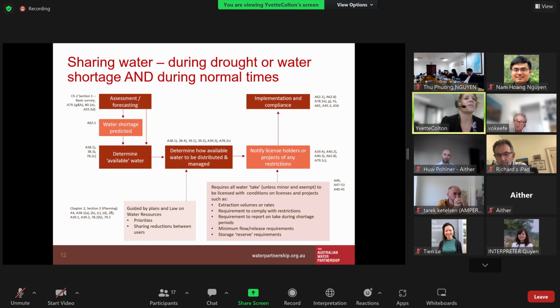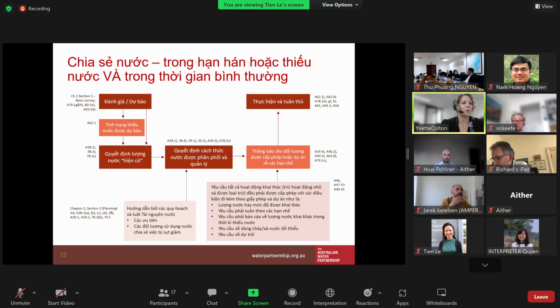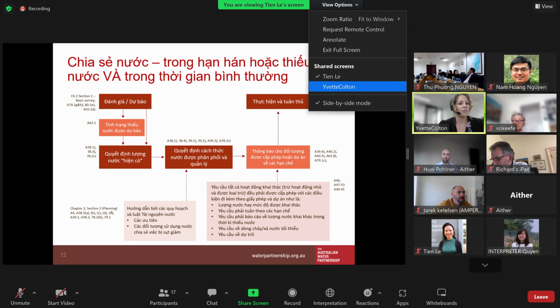This slide shows the process for water sharing during drought, and this includes references to a number of articles in the law already, which shows that a number of these mechanisms are already recognised in the law. So on the basis of assessment or forecasting, a water shortage might be predicted, and that would inform a determination of available water. Then there needs to be a decision made on how that available water will be distributed and managed between water users, which in Australia is guided by those water plans and the priorities and frameworks set out in those plans.